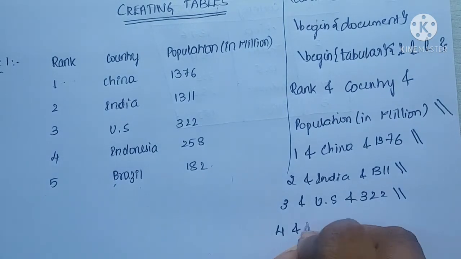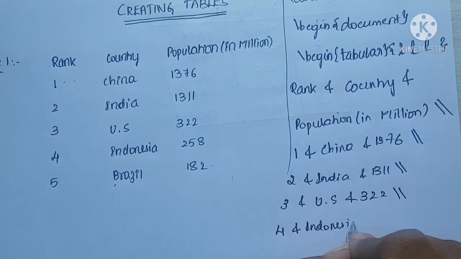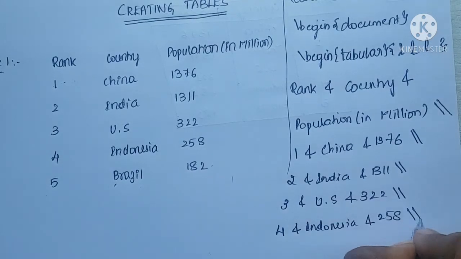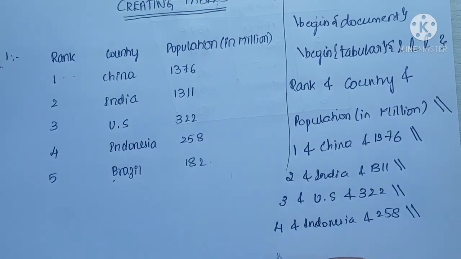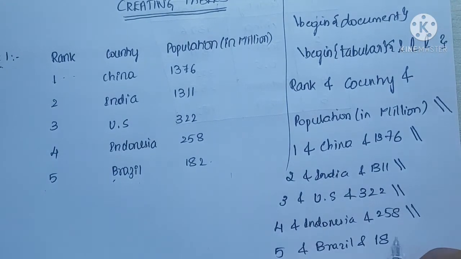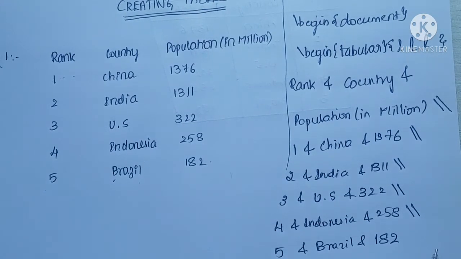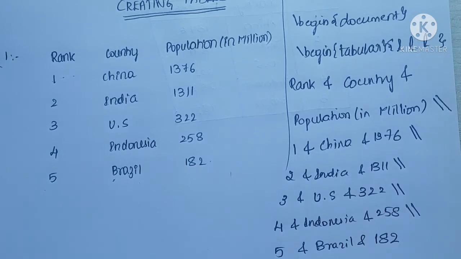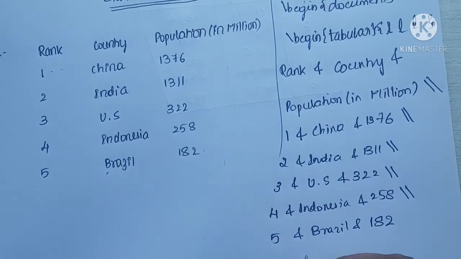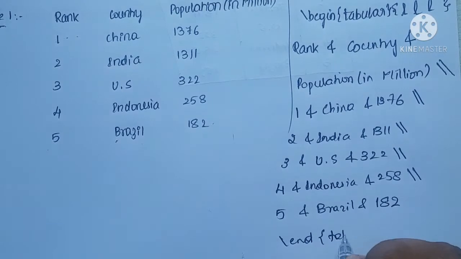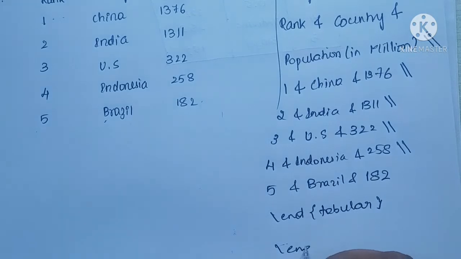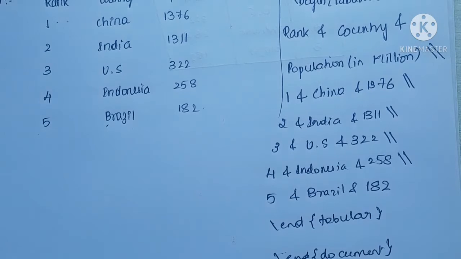Next row 4 and Indonesia and 258. Mention it by 2 backslashes. Last one 5 and Brazil and 182. Since this is the last row, no need to mention 2 backslashes. Now the tabular is ending, so I am mentioning it as backslash end tabular. The document can also be ended now. So backslash end document. You just execute this command and observe the output.